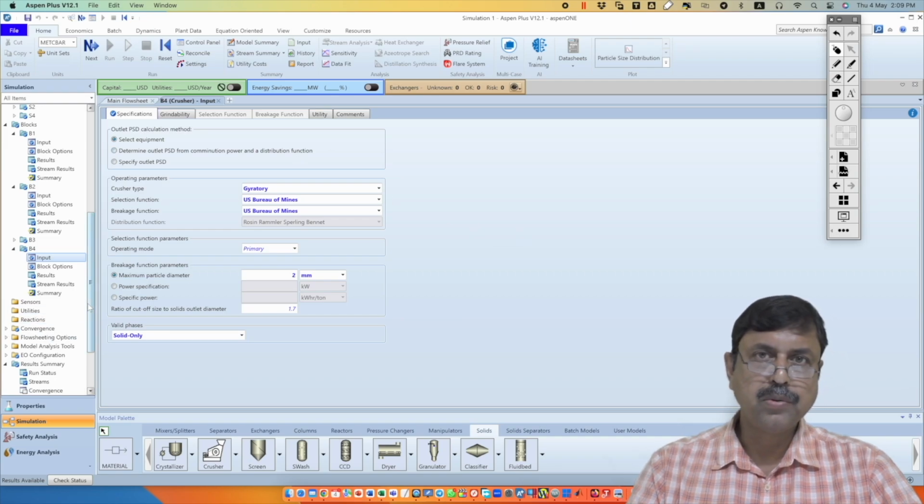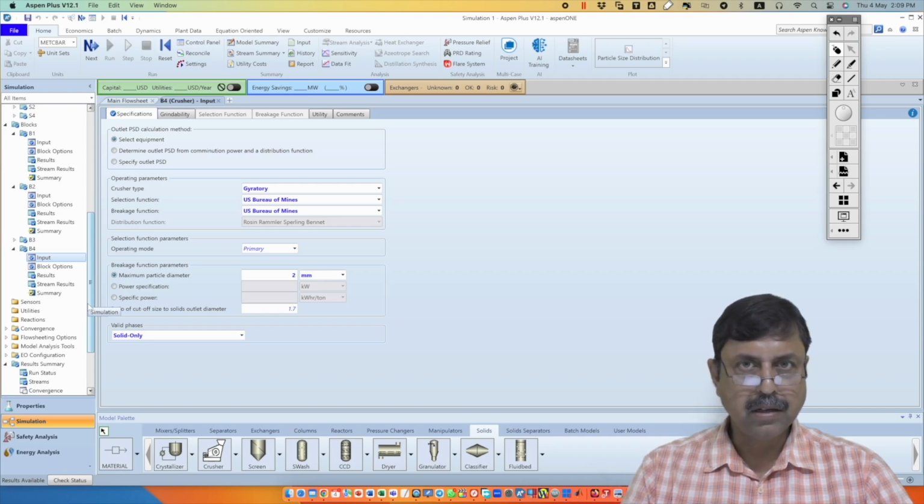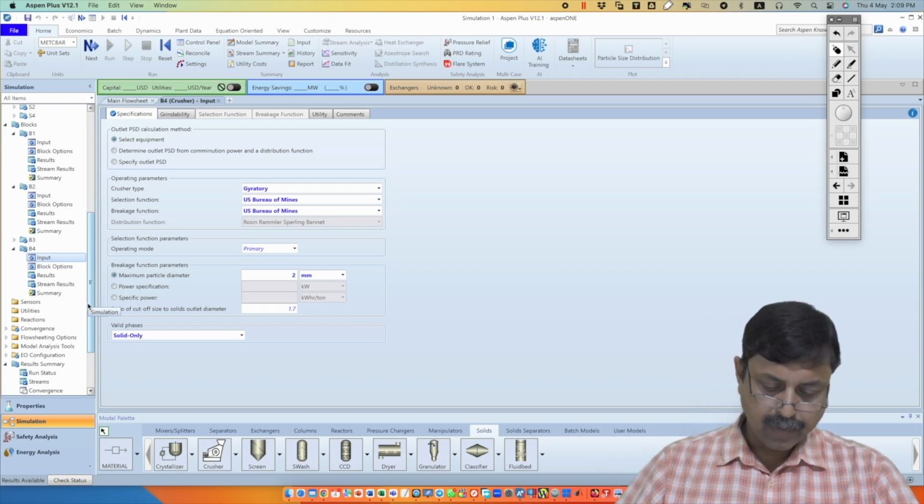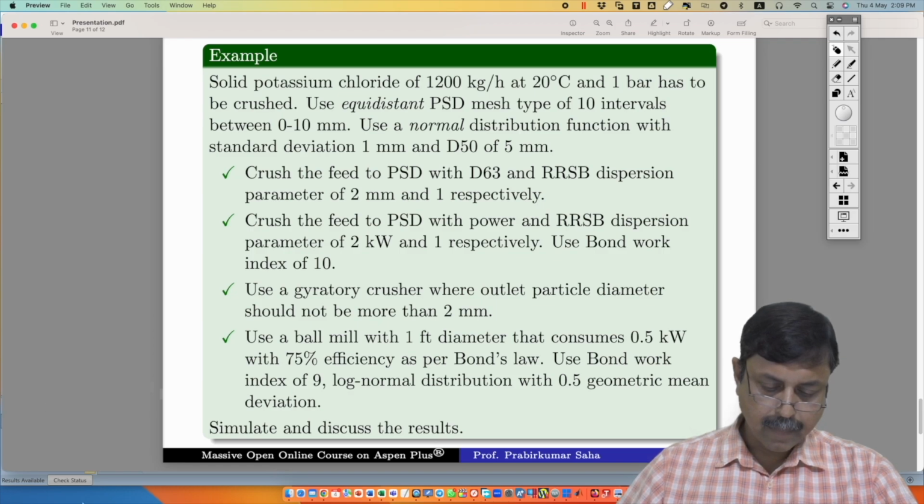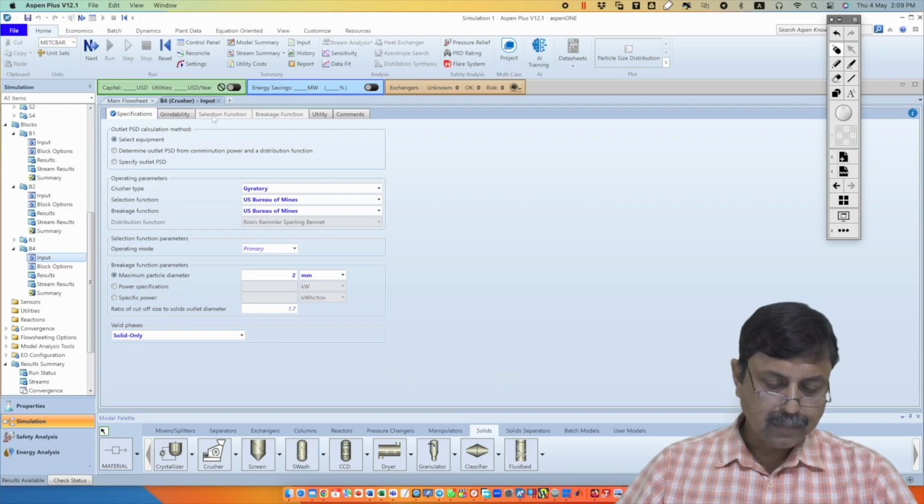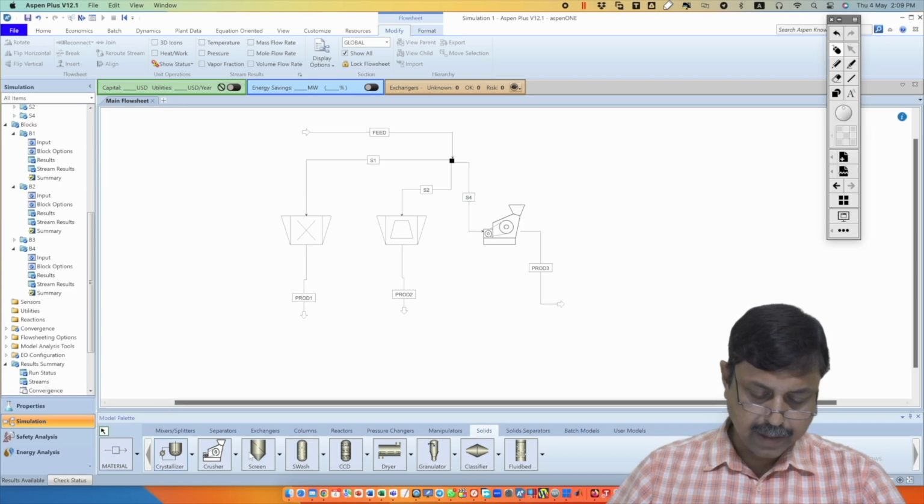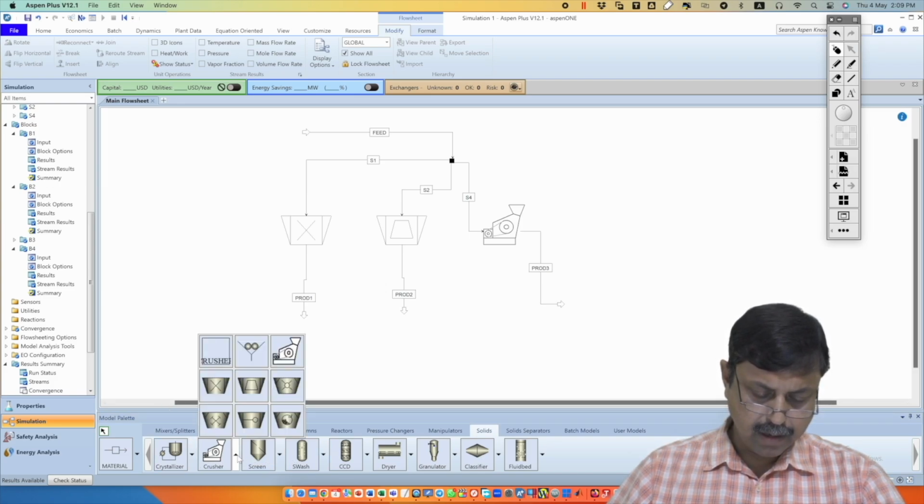So again, you can go to the results and check. Let us solve the fourth problem and do it. So the fourth problem is, use a ball mill with 1 feet diameter that consumes 0.5 kilowatt with 75% efficiency as per Bond's law. So the fourth case, let us bring a ball mill. So ball mill looks like, yes, this is the ball mill.